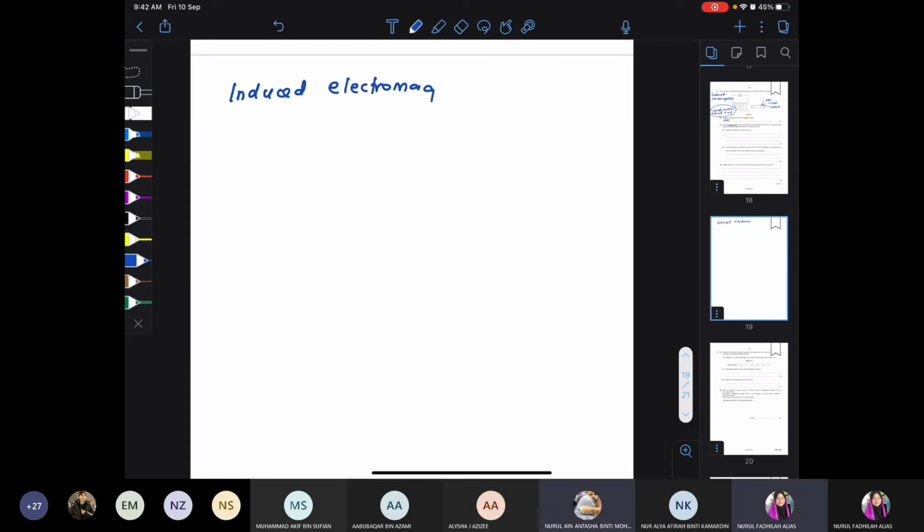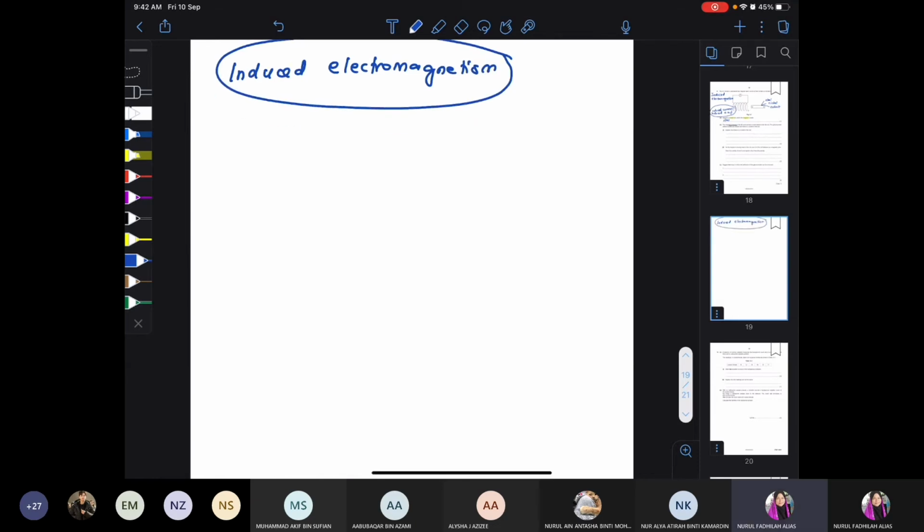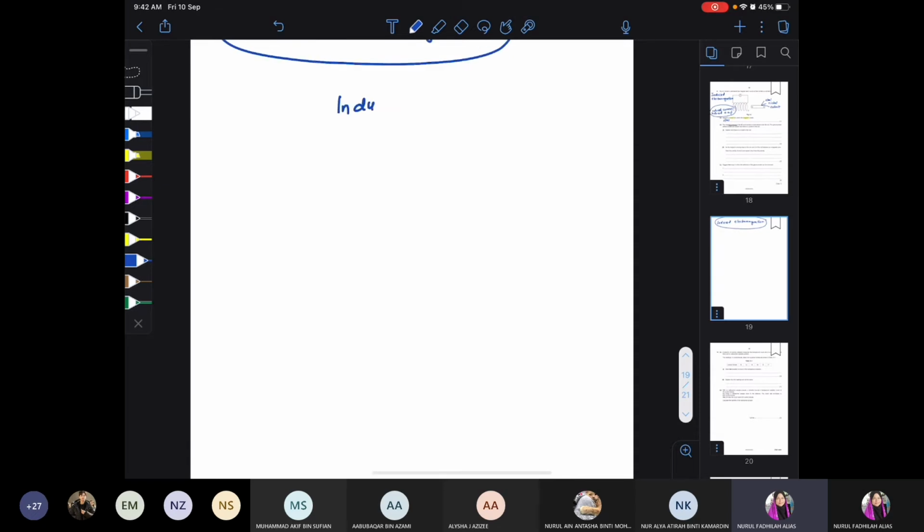Conductor. Yes. Jadi kita nak tengok macam mana kita ada induce tu. So final answer dia sama ada kita induce EMF ataupun kita induce current. Tapi what makes this one? Apa yang menjadikan kita boleh induce ni?